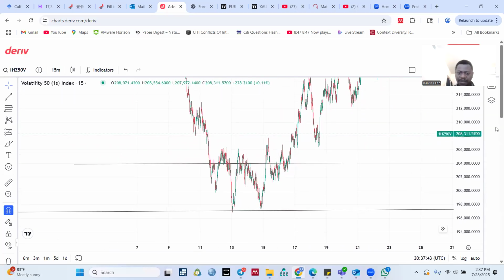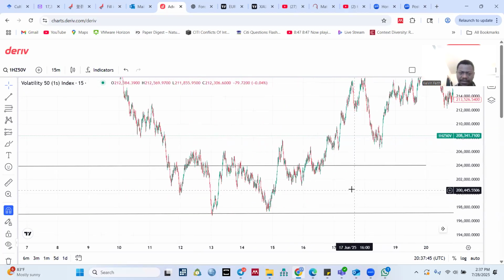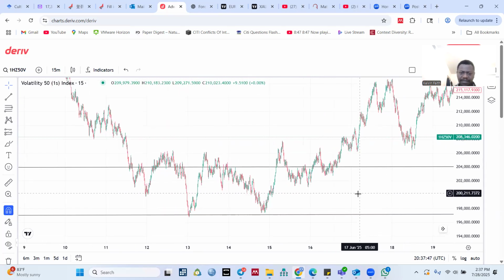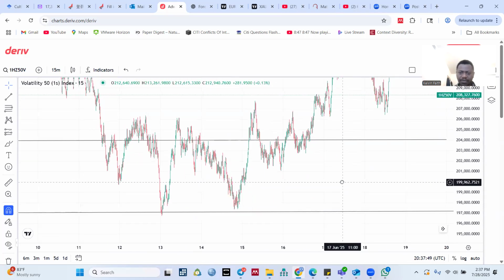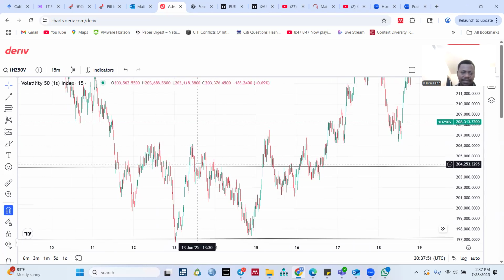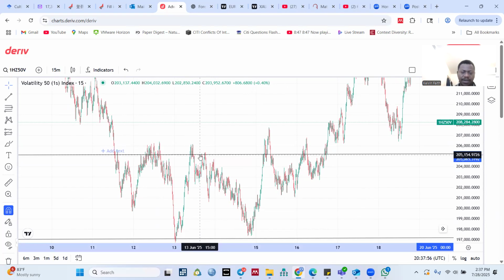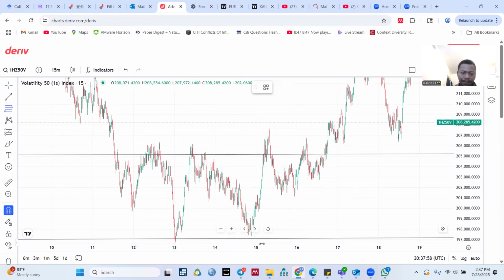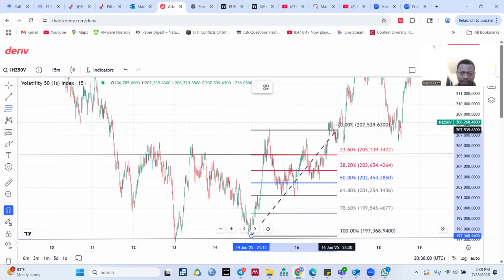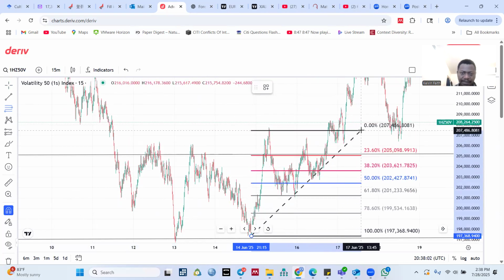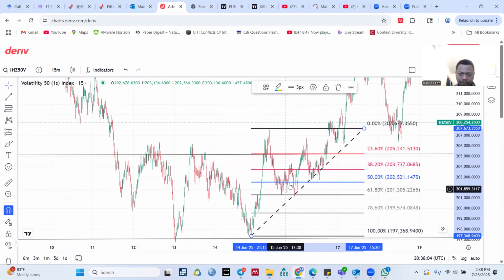Good. So on the 15 minutes, this is the area. You can say the area is somewhere here. But from this low to this high, the market pulled back into equilibrium or 61.